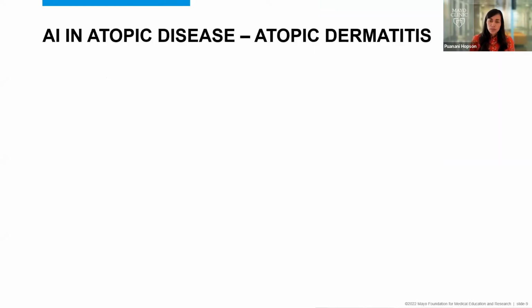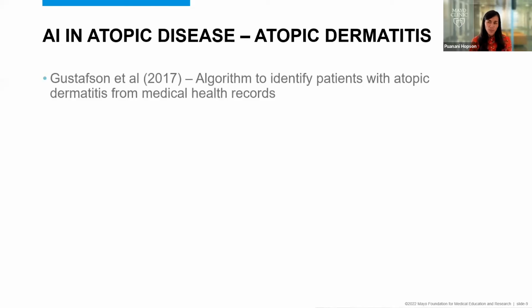So when it comes to atopic dermatitis, artificial intelligence holds this potential to improve your clinical diagnosis. It's possible to even individualize your care, personalize treatments, and then predict outcomes. And that's what AI does in most disease states too. But there's a few studies that I want to highlight for atopic dermatitis.